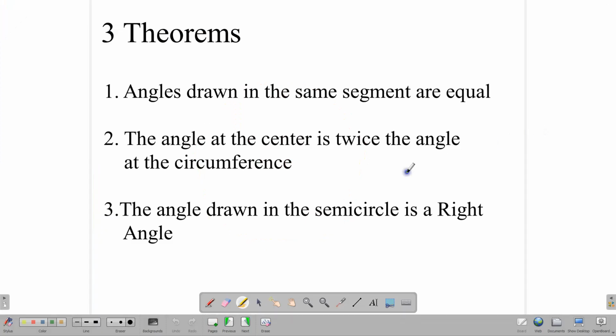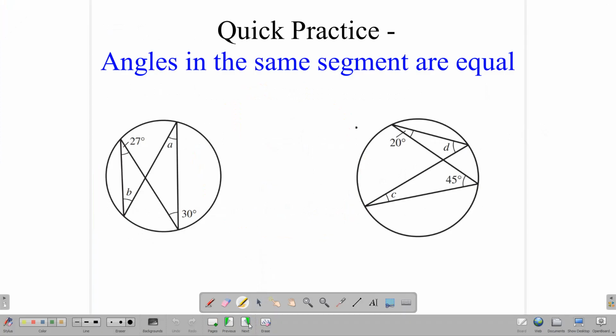Now let's jump back here and talk about our questions a little bit. So if angles drawn in the same segment are equal, then what is the size of angle A here? Then notice that this line here would act as our segment. It's not there, I'm just putting it in with a broken line, so you can see these two angles, A and 27, are drawn in the same segment. And so because they're drawn in the same segment, then angle A here is going to be 27 degrees.